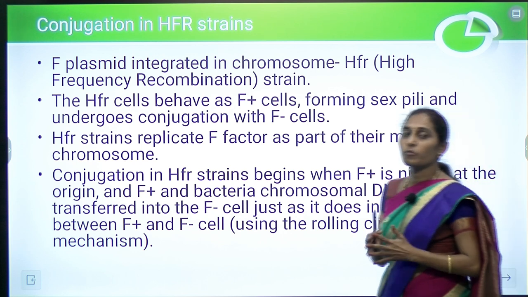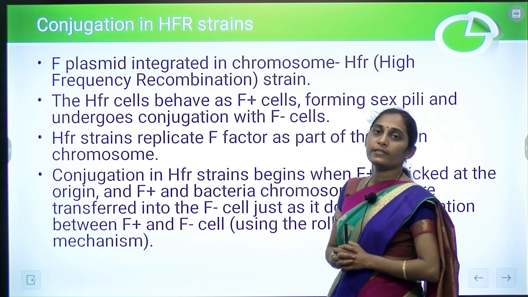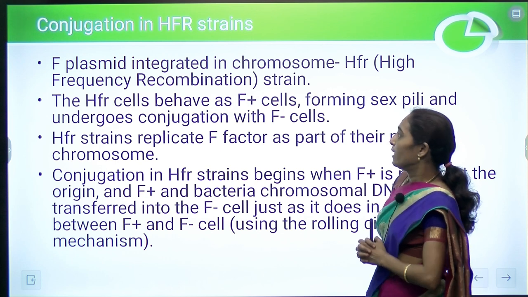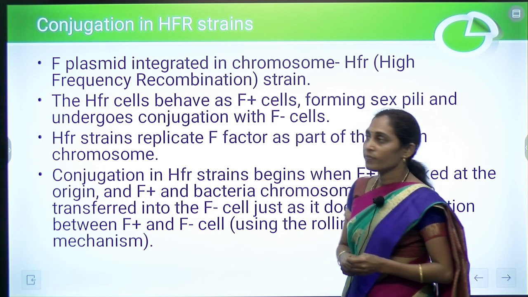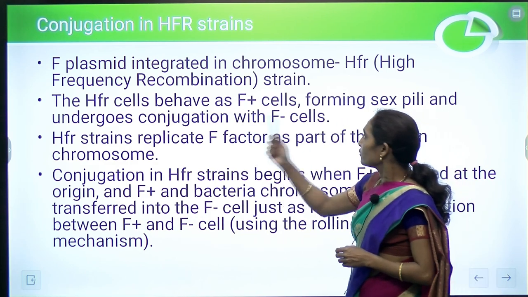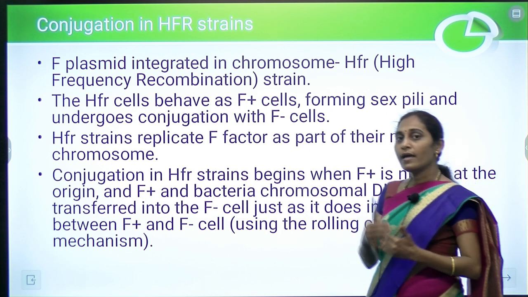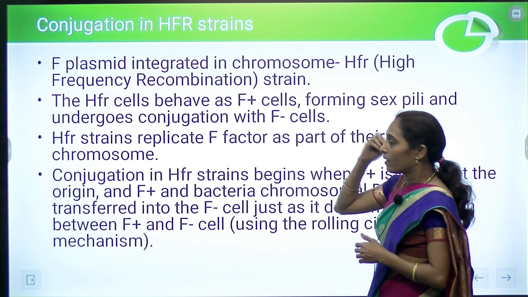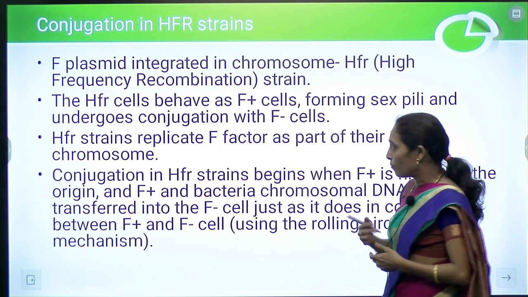It integrates in the chromosome sometimes. This kind of F plasmid or strain is known as an Hfr strain, high frequency recombination strain. These cells also behave as F plus strains, and they form sex pili and undergo conjugation with F minus cells. Hfr strains replicate as F plus strains, as we have seen in the previous slides, undergoing the replication process like the rolling circle model.